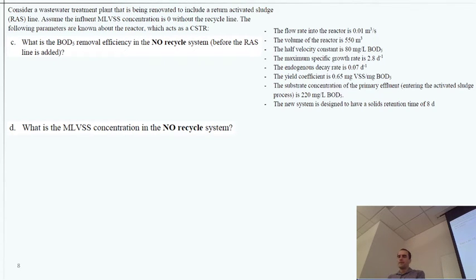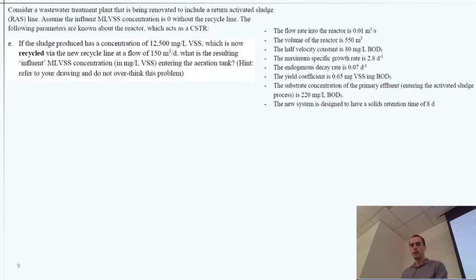Okay, part C says, what is the BOD5 removal efficiency for no recycle? And then what is the ml/VSS concentration for the no recycle. Again, that's essentially the problem we did last time, just a different setting, different parameters. So practice on your own.